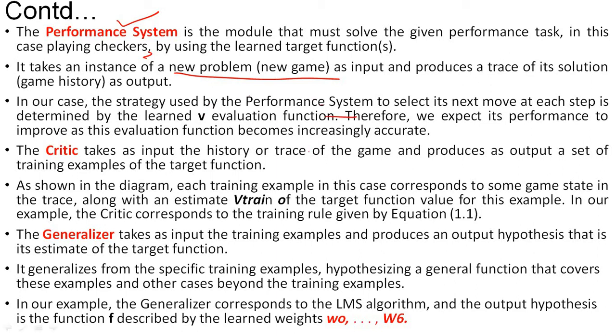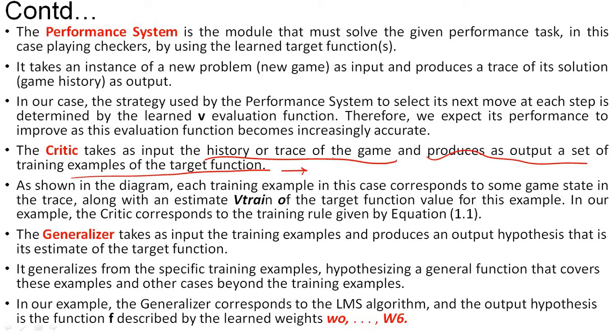So history is nothing but whatever it has played till now, that is called history. Till the fourth step, whatever it has learned is called the history or trace of the game, and it produces the output as a set of training examples of a target function. So what the critic will do is generate some more new inputs to the system. Our system has to accept this input and learn according to the input given by the critic.